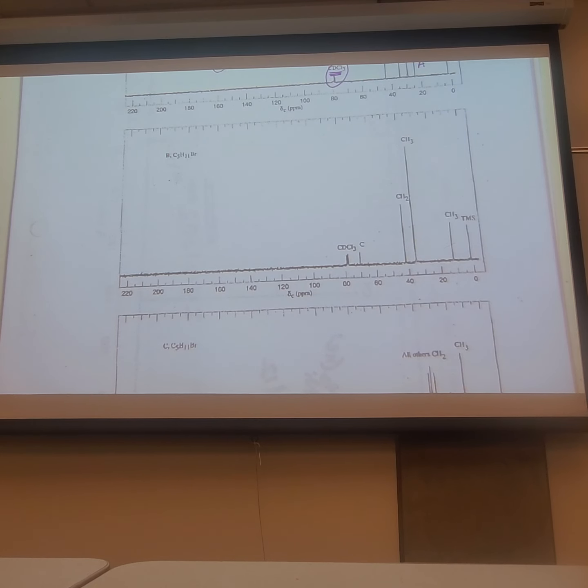I have 5. Oh, I have 6. Maybe I'm picturing it. Wait, would this count as C? Shouldn't it have three of these methyls, all the same? Yes. Did I do this one right, where I multiplied it by 2?